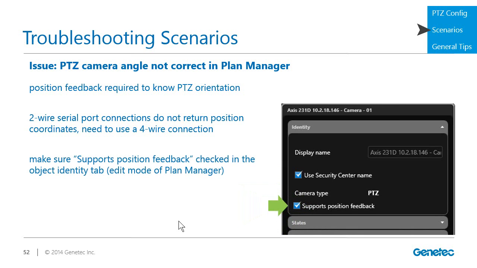The first thing to check is in Plan Manager itself. So pull up a map where you can see your PTZ object and click on the Edit tab on the top ribbon. Click on the object to bring up the object properties on the left. From the Identity section, make sure that the Supports Position Feedback option is checked here. Now, if this is unchecked in Plan Manager 10.3, you'll generally see the camera with a round field of view, unless it believes it is a fixed camera.